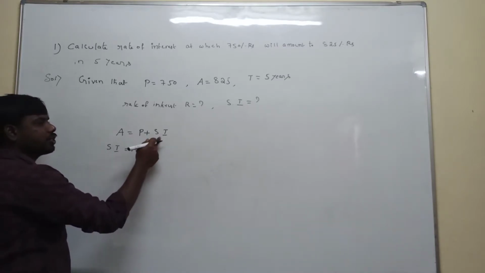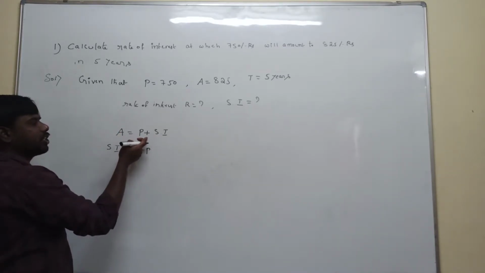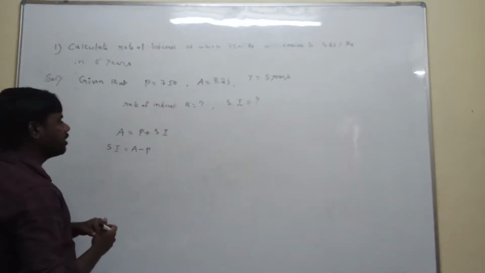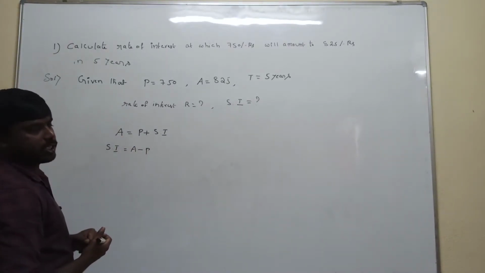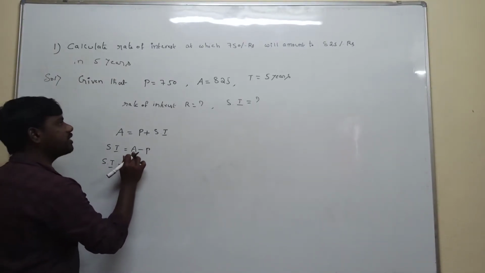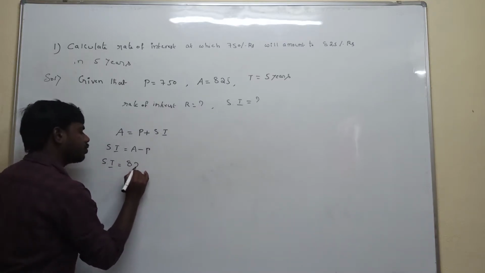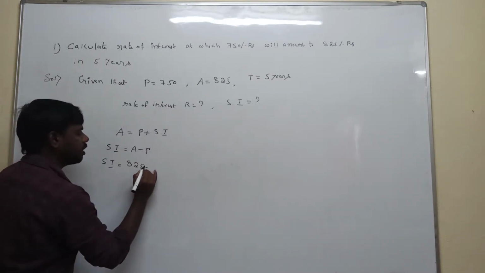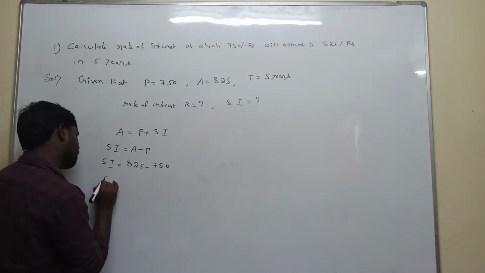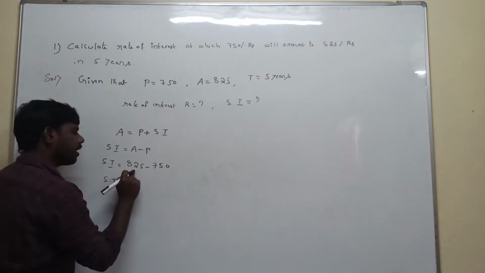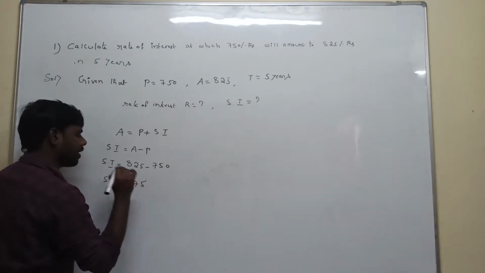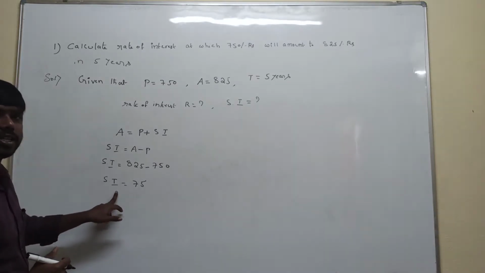P is brought from the RHS to the LHS. When P is taken from RHS to LHS, it becomes negative P. So simple interest is equal to A minus P. Now we are substituting the values. Simple interest is equal to, what is the capital A value? 825 rupees minus principal amount 750 rupees. Simple interest is nothing but 825 minus 750 rupees. That value is 75 rupees. So the simple interest value is 75 rupees.